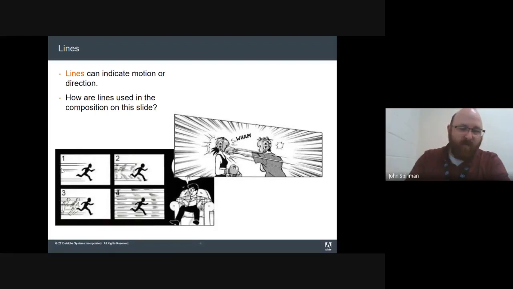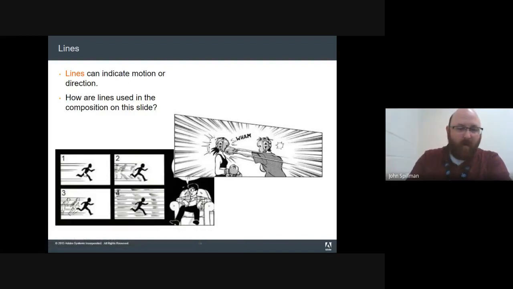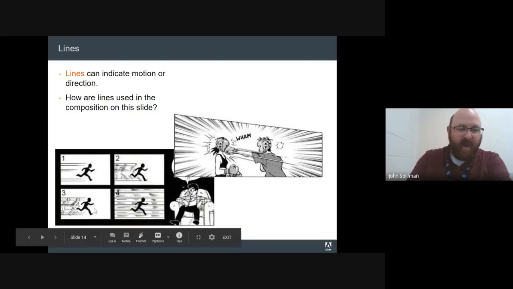And really, if we want to break it down into four ways to use lines to create movement, one, you can have those lines streaming behind the character. Two, you can have those lines streaming behind the character and some cross-hatching to create some silhouettes, right? Three, you can have actual silhouettes that aren't cross-hatched behind the main character here.